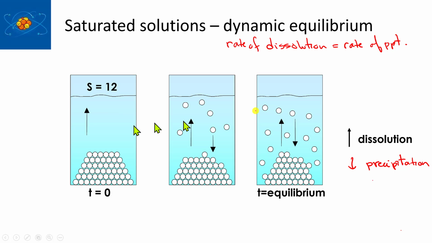Now, let's say we go to some time later, and eventually you have, now I've drawn 6 in here, I think, yeah, 6 particles in here. So now you have a rate of precipitation that's about half the rate of dissolution because we're halfway to the solubility limit. Eventually you get to the solubility limit, and at that point the rate of dissolution and rate of precipitation are the same.